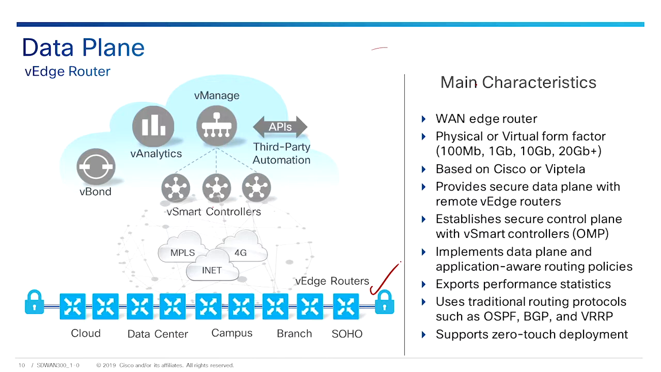vEdge routers are responsible for encrypting and decrypting applications between the sites. As mentioned earlier, vEdge routers establish a control plane relationship with the vSmart controllers to exchange pertinent information that is required to establish the fabric and learn centrally provisioned policies.